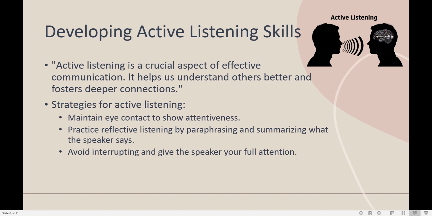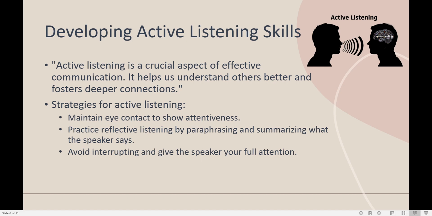Okay. Now developing active listening skills. Again, I already discussed. We'll just read it out. Active listening is a crucial aspect of effective communication. It helps us understand others better and fosters deeper communication. Now, why am I repeating this again and again? This is the first rule of communication skills. Listen first. First rule.